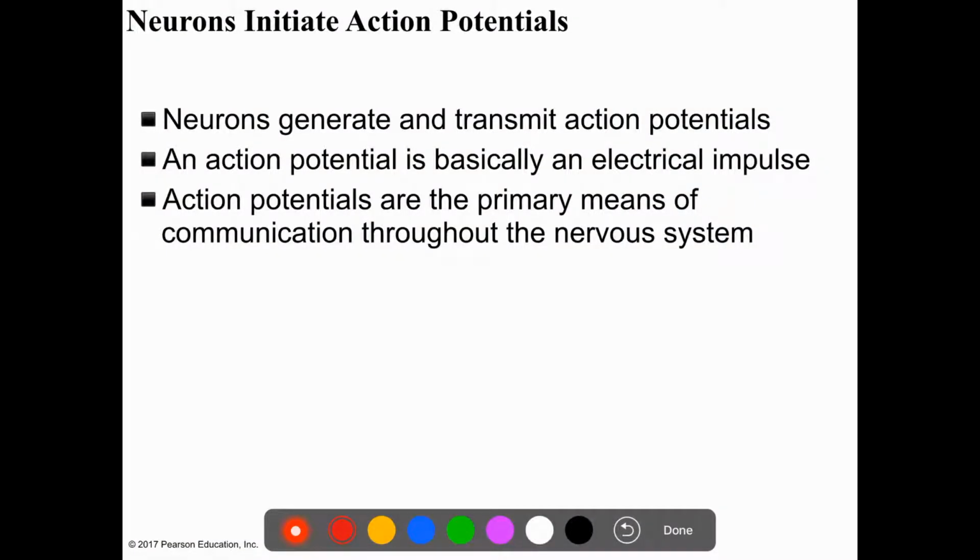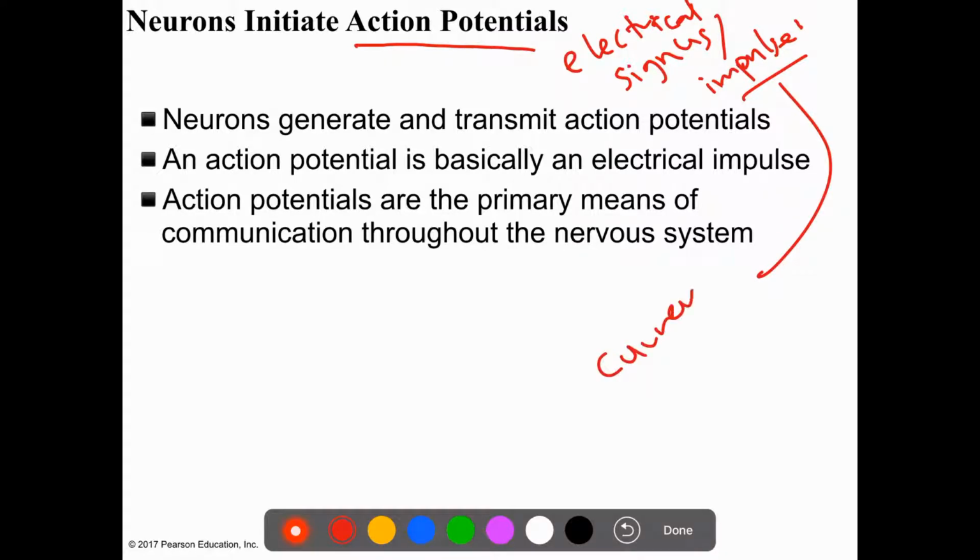Let's try now to understand the basics of neuron functions. The most important feature of neurons is their ability to induce or initiate an action potential. Action potentials are electrical signals or impulses. They are like electrical current running through the neurons, and they are the primary means of communication through the nervous system.